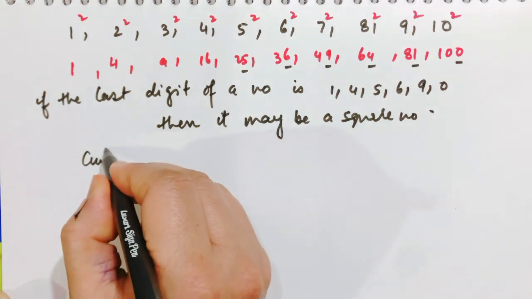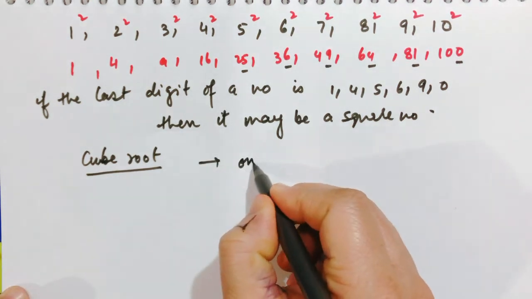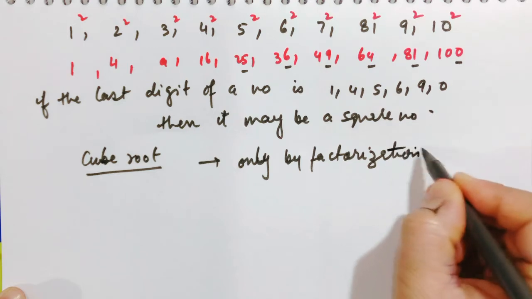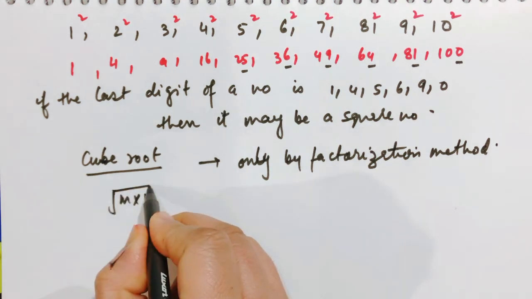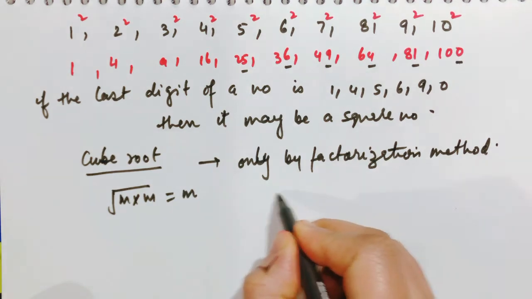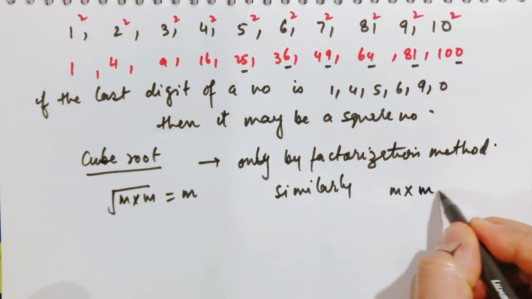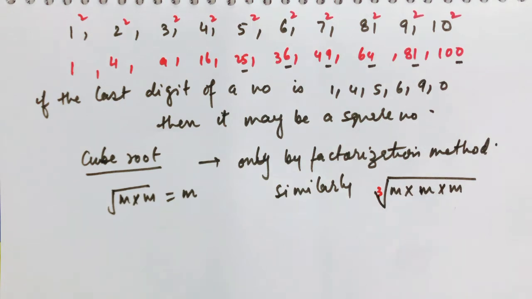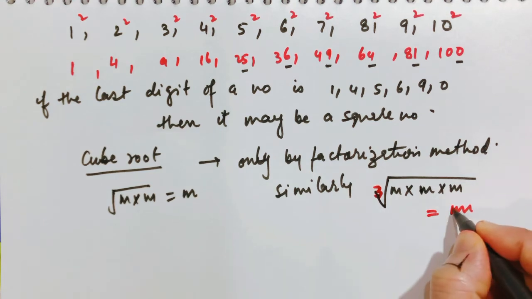Okay. Then we come to cube root. In cube root there is nothing much to do. We find the cube root only by the factorization method. That is, just as we took the square root of m into m, similarly the cube root of m into m into m. So in cube root you will have to write 3 over here, okay, in order to show that you are finding the cube root. But in square root it is not essential. So what is its value? Its value will be our m.